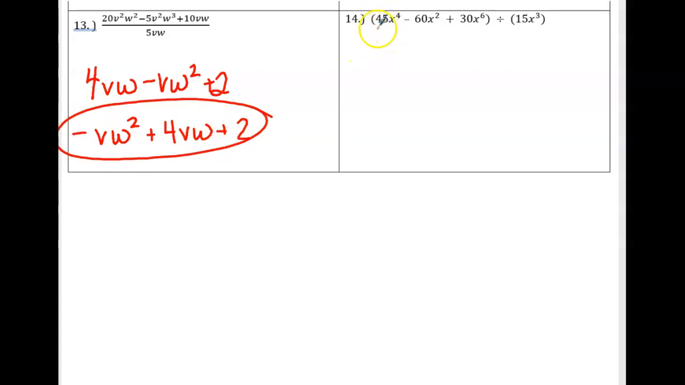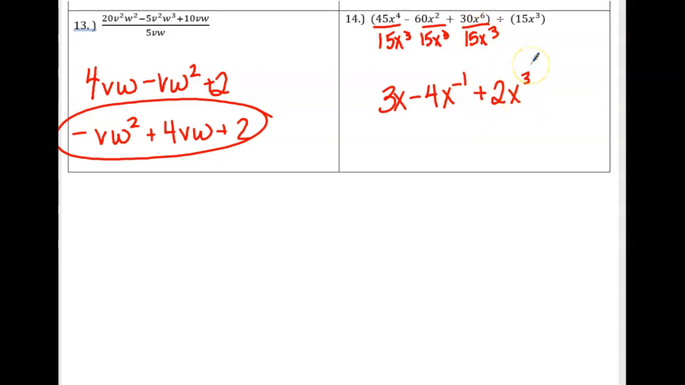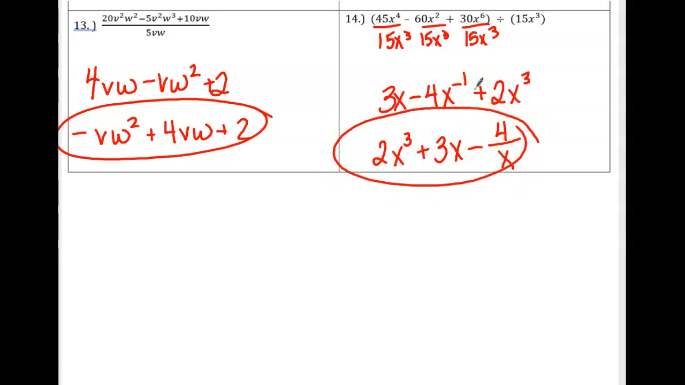Okay, and then the last one, we're going to divide each of these by 15x to the third. All right, when we do that, the first term would become 3x. Negative 60 divided by 15 is a negative 4, but our x would be to the negative 1 power. And then we would get 30 divided by 15 is positive 2, and our x would be to the third. So we're going to rewrite this with the highest exponent first, 2x to the third, plus 3x, minus, and we're going to write this as a fraction, x to the 1, or just 4 over x.